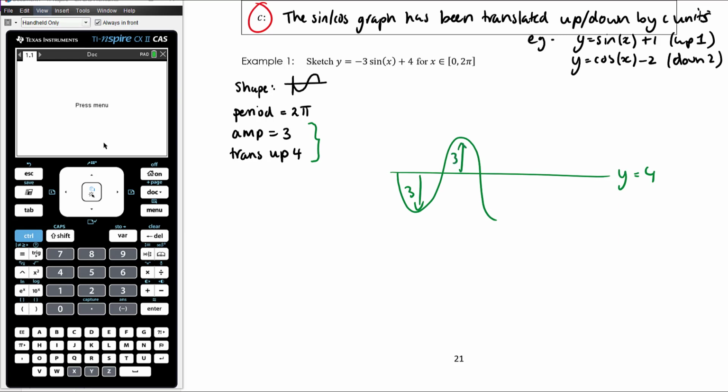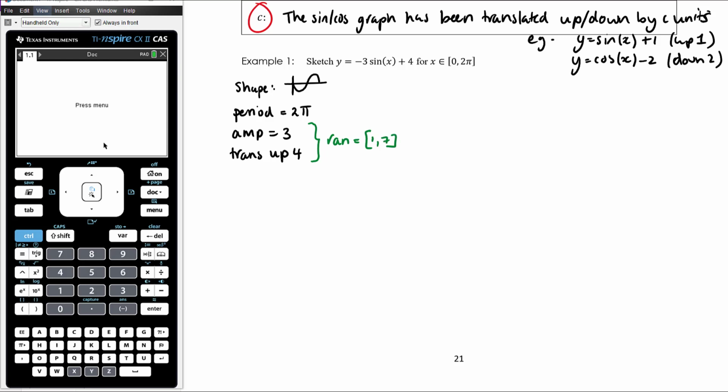So in terms of thinking about the range, it is going to go from 4 minus 3, which is 1, to 4 plus 3, which is 7. Okay, so we want to think that through, combining together amplitude and range. So the range is now going to be 1 to 7.